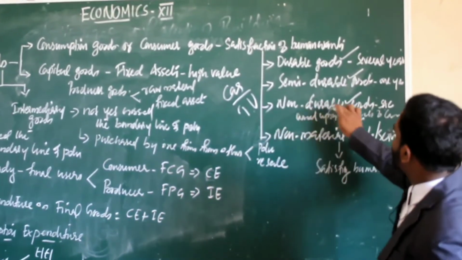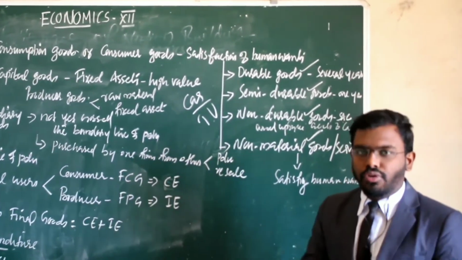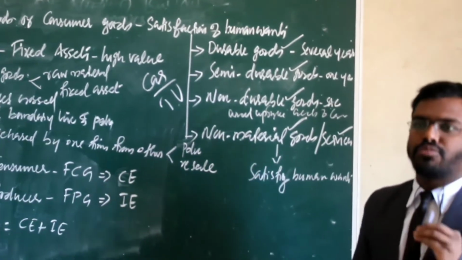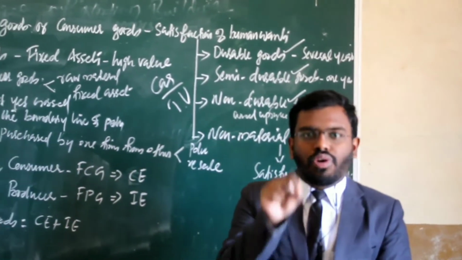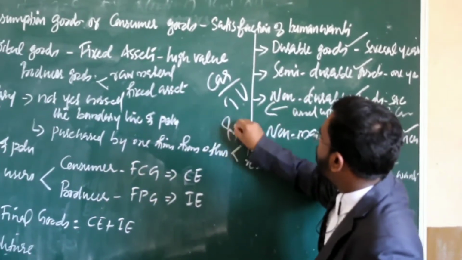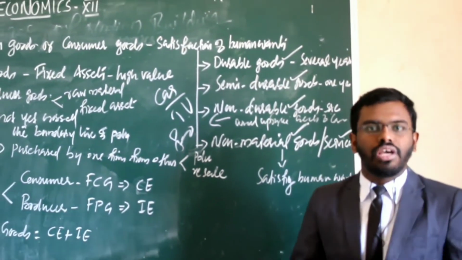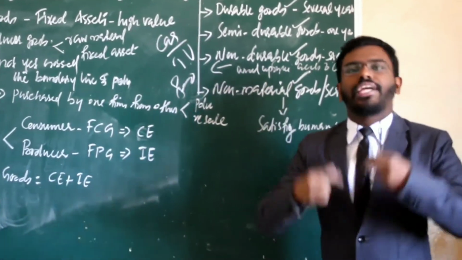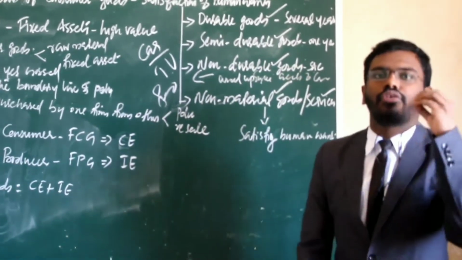Next one, non-durable goods. Non-durable goods are those consumer goods which are used up in a single act of consumption. That means we are using this type of goods only once. For example, all the food items come under non-durable goods. That means after the consumption of that food, it is exhausted. So for consuming one more food, we need to purchase another one. That type of good is known as a non-durable good.